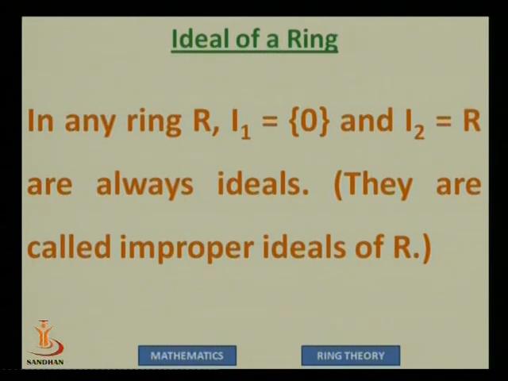We can see that for any ring R, first very trivial ideal consists only of the 0 element. So if there is only 0 element, then naturally it is an ideal. And secondly, the whole of ring R, that is also an ideal always. So these two ideals are called improper ideals. The rest of the ideals which are not equal to these two are called proper ideals of a ring.